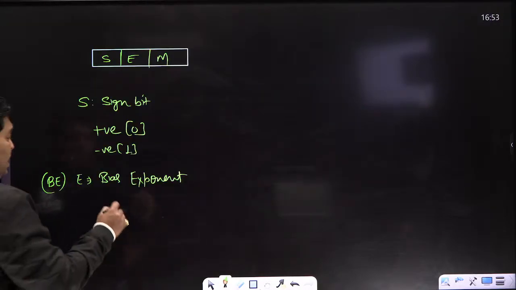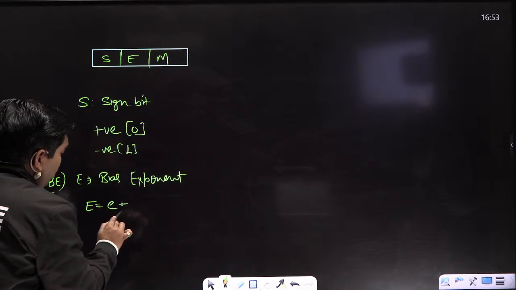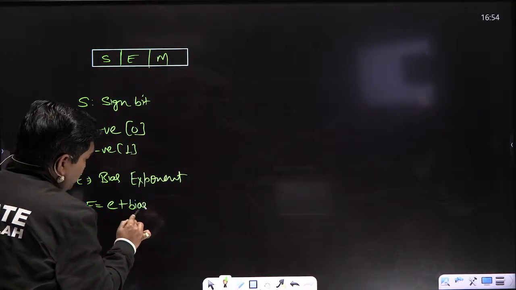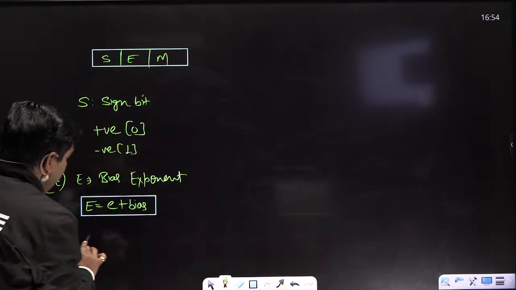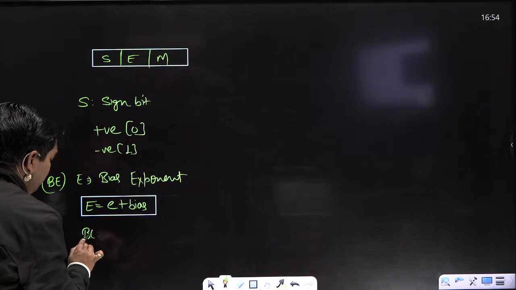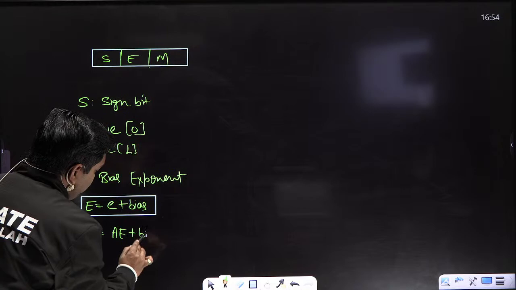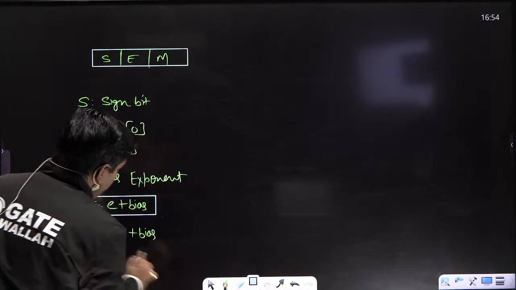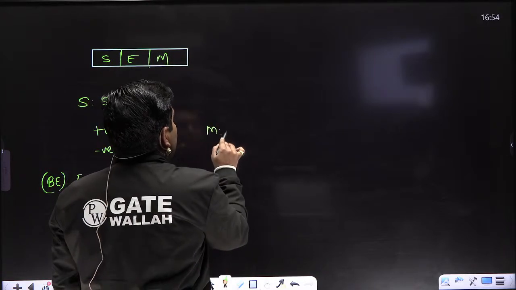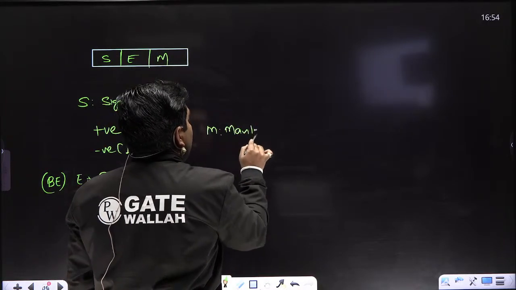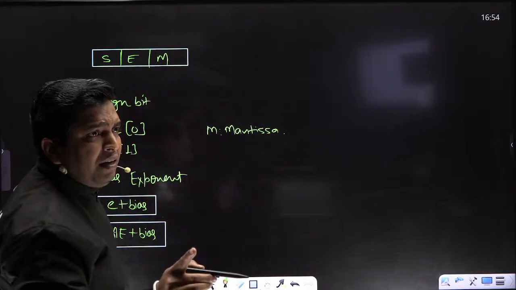Now, here BE is what? Capital E is small e plus bias. Please put your pen down. Sometimes you will get bias exponent equal to actual exponent plus bias. And M is what, my dear? Mantissa.